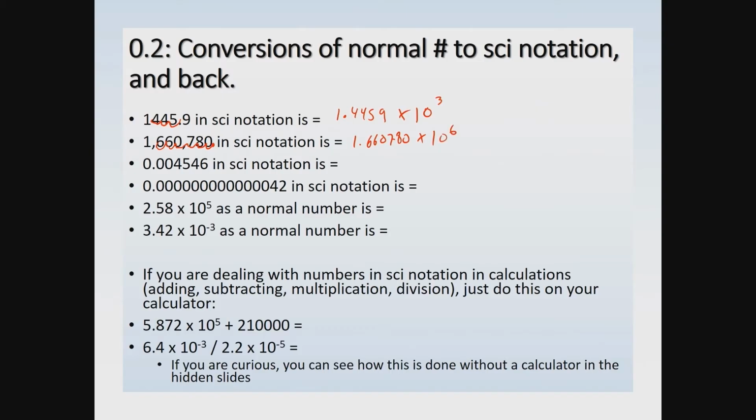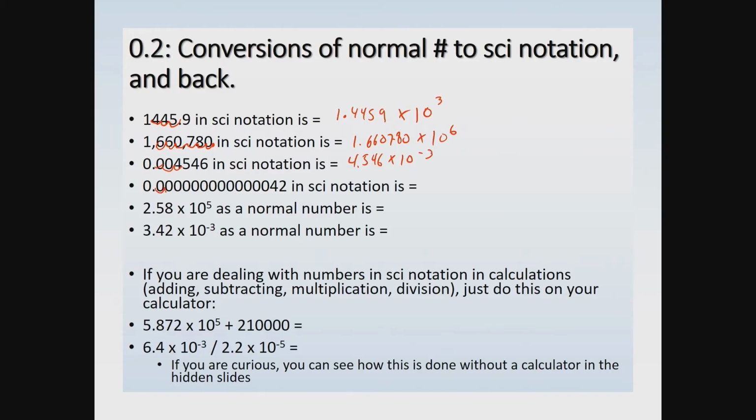Okay, for the next number, you can see that's a very small number. So you might guess already that the exponent here would probably be negative. So we have the decimal naturally there, and we're going to move it to the right. 1, 2, 3. So it's going to be 4.546 times 10 to the negative 3. And again, because we're moving the decimal place to the right, we're moving it 3 times now, the exponent will be negative 3.